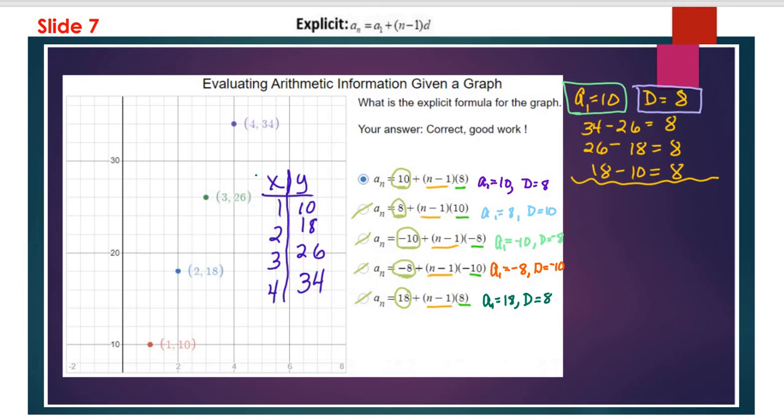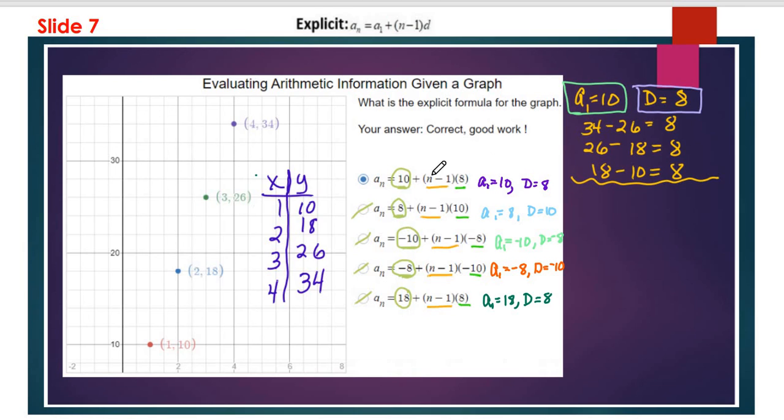Now, slide number 7, you're going to use the explicit formula. Now remember, the first term that you see right here is your first term. That's a sub 1. Here's your formula right here at the top. And then you have right here your common difference. Now, these are the points that you're looking at. I just went ahead and put them in a T-chart or a table for you.